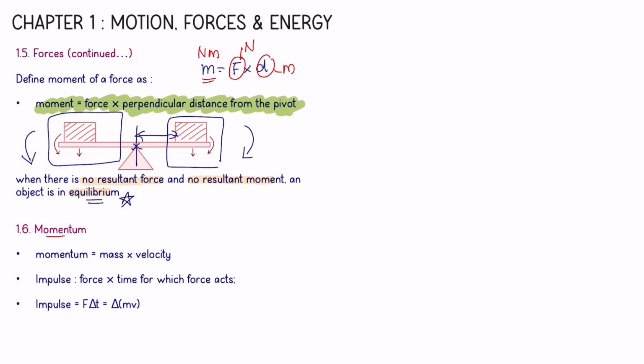Next up, for momentum, which is also a very popular type of question, where momentum is the mass times velocity. The mass of the object is in kilogram and velocity is meters per second. This gives the unit for momentum, kg m/s.